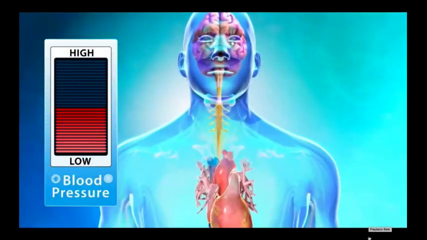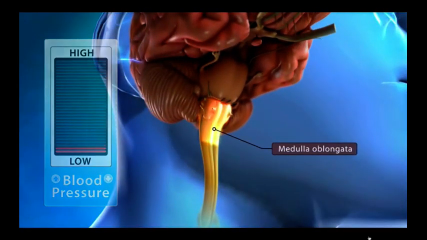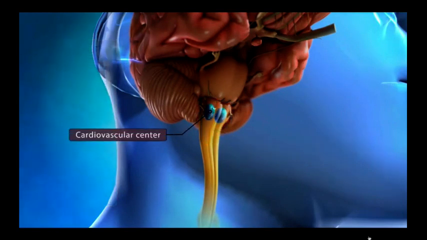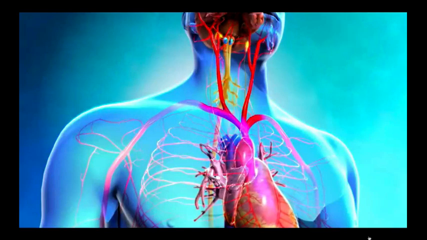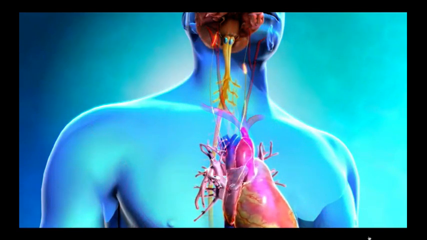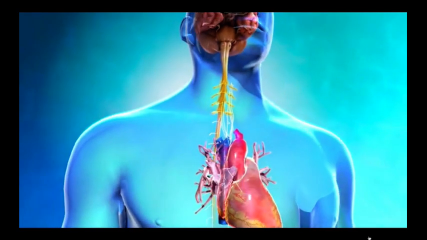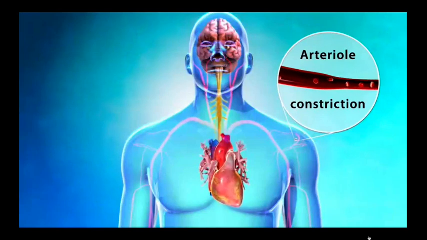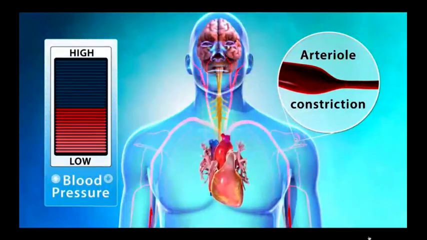To understand how blood pressure is regulated, let's consider the responses that occur when blood pressure is low. Within the medulla oblongata, an area known as the cardiovascular center receives input from baroreceptors in the neck and aortic arch. Blood pressure to the brain and systemic blood pressure is detected. The cardiovascular center quickly responds to low blood pressure by stimulating the sympathetic nervous system to increase the contractility and speed of the heart, causing an increase in cardiac output. It also causes significant constriction of arterioles, which increases total peripheral resistance. The combination of greater cardiac output and increased resistance causes a rapid increase in blood pressure.